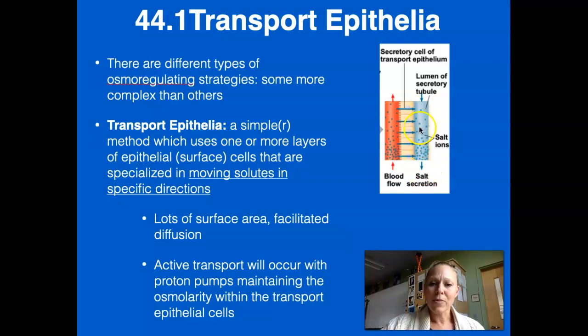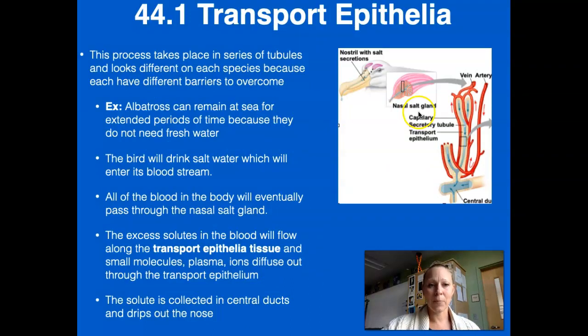So the way that we maintain solutes in this transport epithelia is that we have to use active transport in order to bring solutes in and to keep them there in the cells so that they can act as a regulator for how much salt and how much water can pass through. So that's a very broad concept. Let's look at an example of this.